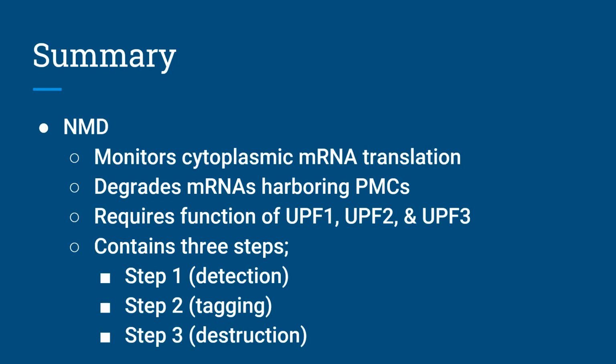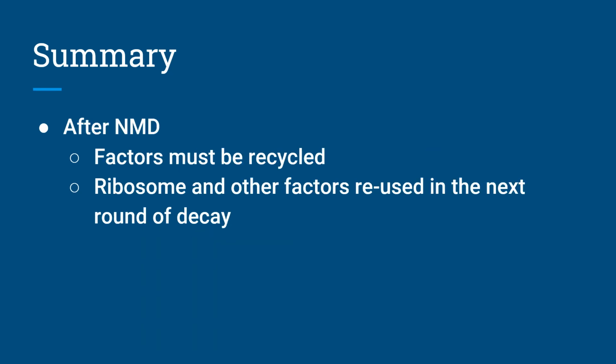So just to summarize everything that I've previously talked about in this presentation, nonsense-mediated mRNA decay is a process that monitors cytoplasmic messenger RNA translation, and then it selectively degrades messenger RNAs that are harboring premature termination codons. It requires the function of the 3 UPF factors, and it also has those 3 basic steps, which are step 1 detection, step 2 tagging, and step 3 destruction. So for the events after nonsense-mediated mRNA decay, the factors must be recycled to be used again. Then the ribosome and other factors are reused in the next round of decay.